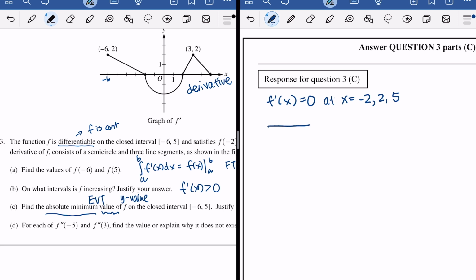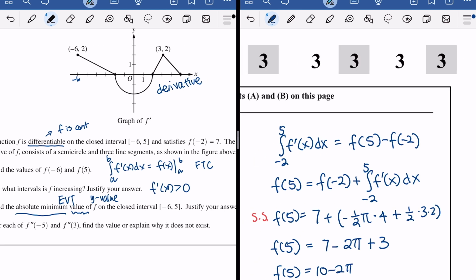And then we're going to use the candidates test. Here are the candidates, and then here is f of x. We need to figure out the y value, which is the original function value, including the endpoints. The endpoints are negative 6 all the way to 5. So we already have 5 here. We need to include negative 2, 2, and 5. Those are the candidates. F of negative 6, we already computed that in part A.